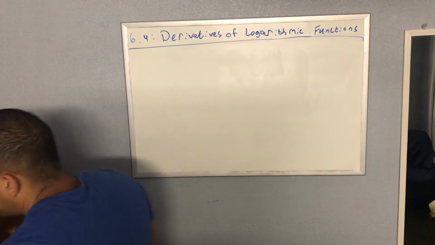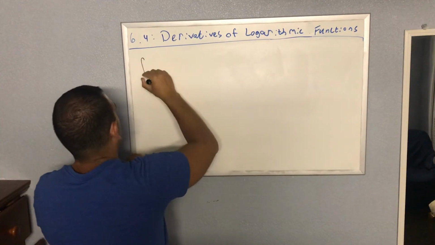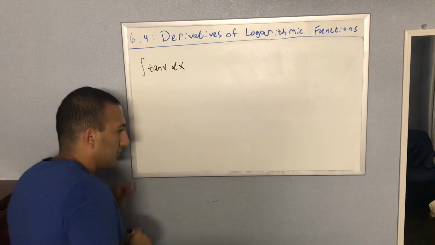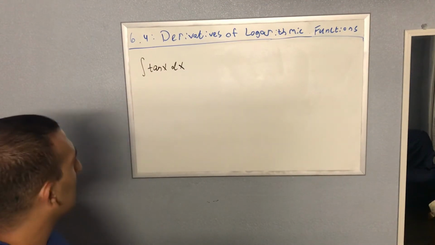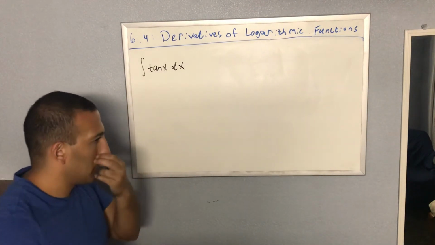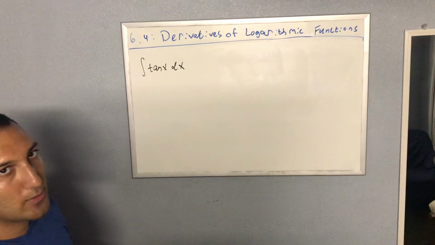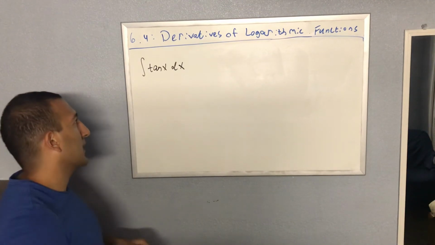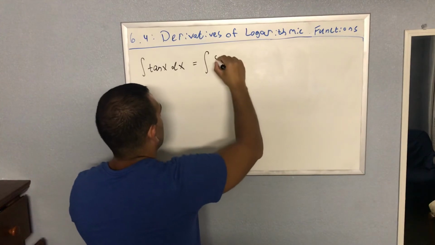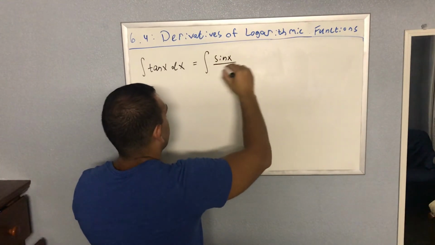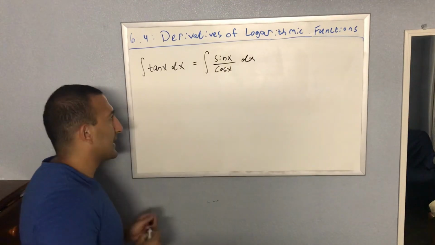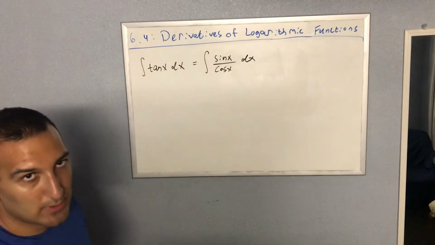Okay, and then now let's say we take the integral of tangent x. So this is something that we did not know how to do. This is not one of those nice integrals that we knew from a long time ago. So the first step is to rewrite this as sine x over cosine x. And then at this stage, we can do a u substitution.